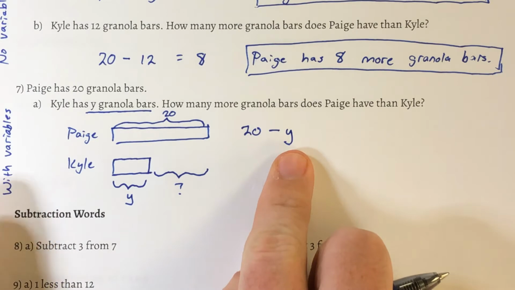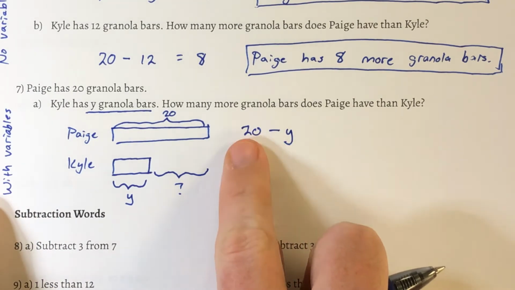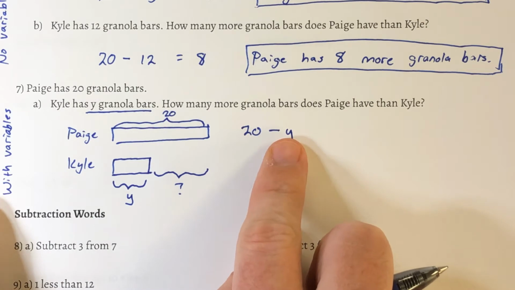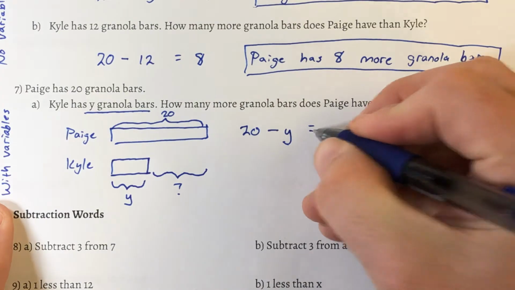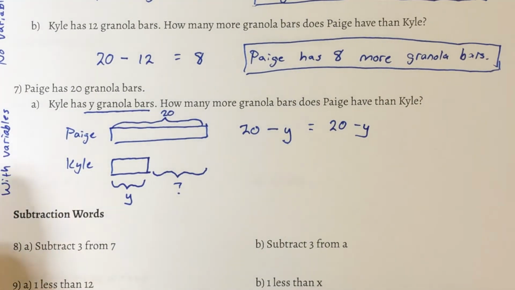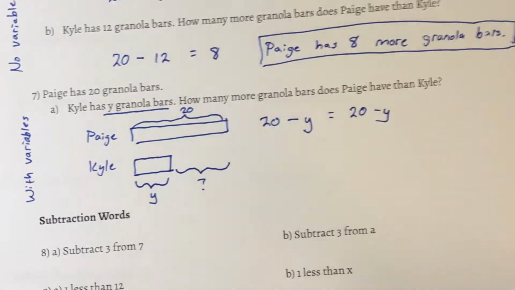Can we combine these? Well, are they like each other? Are they like terms? 20 is a number. Negative Y is a letter. No, they cannot be combined. So what is 20 minus Y? 20 minus Y. Not anything you can do with them. You're as done as you're going to get.